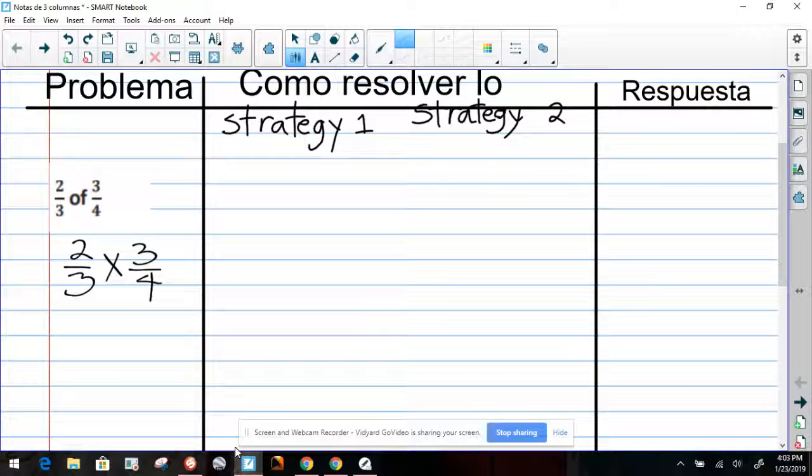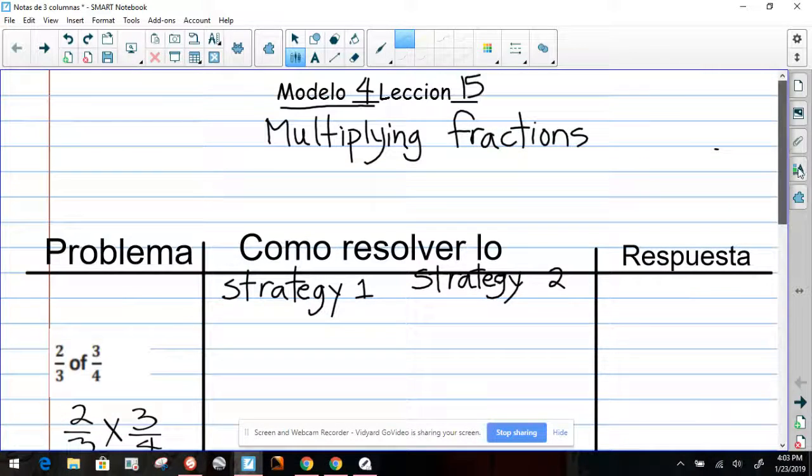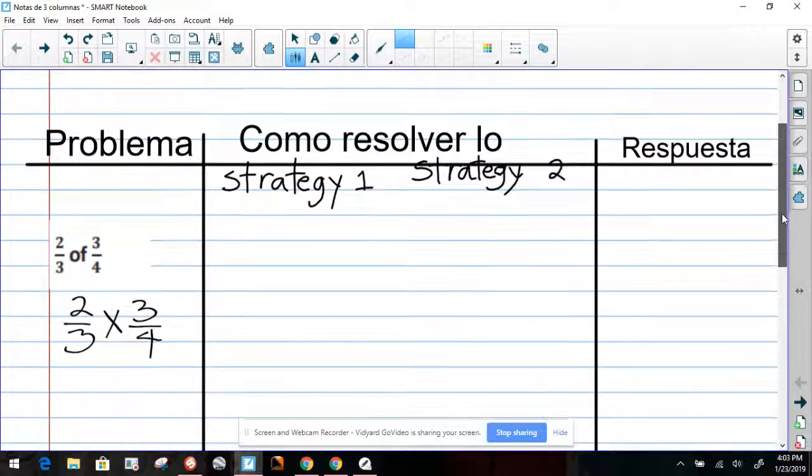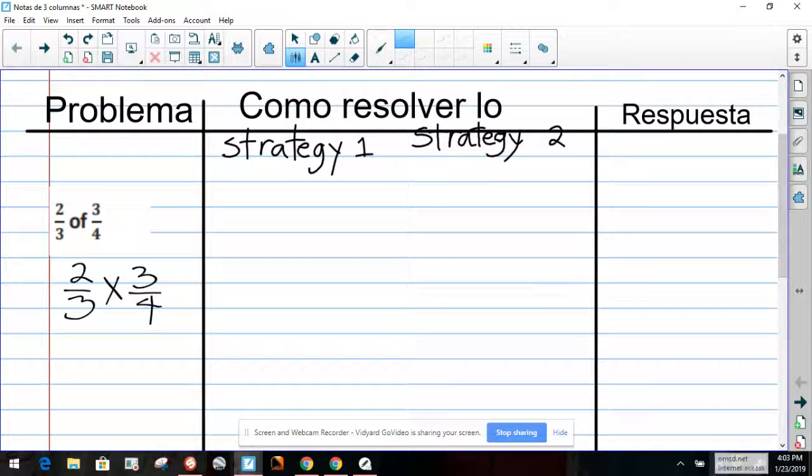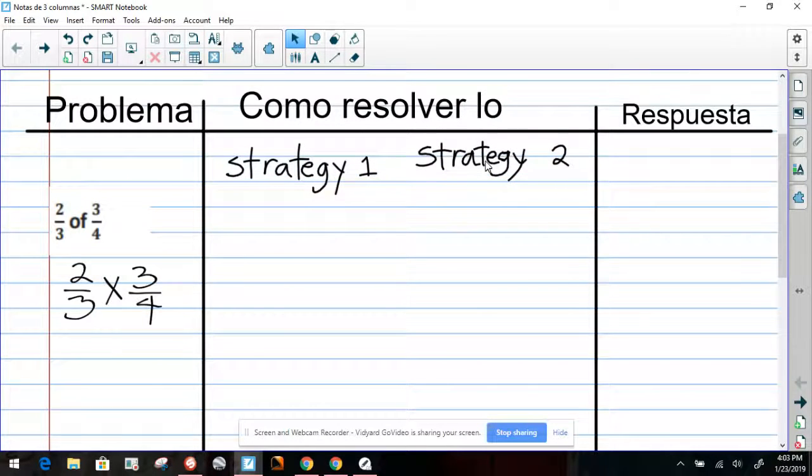Okay, today we are going to look at Modelo 4, Lección 15. El problema está aquí, cómo resolverlo y la respuesta. I told my students that I will use Spanish so they can learn Spanish and with things that they're familiar with. So let me get to this now in English.